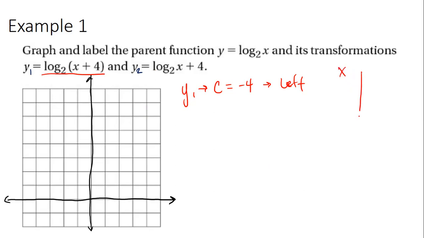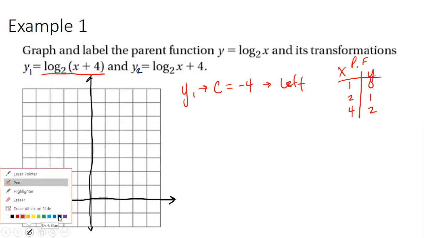All right, so on our parent function, if y'all flip over for me, what was the first point we put on our parent function for log base 2? What's our first point? 1, 0. Then what was our second point? 2, 1. And then we had, what else did we put? 4, 2, right? We only needed those 3 because we can't put 8 on here. It won't fit. All right, so we need to make that transformation.